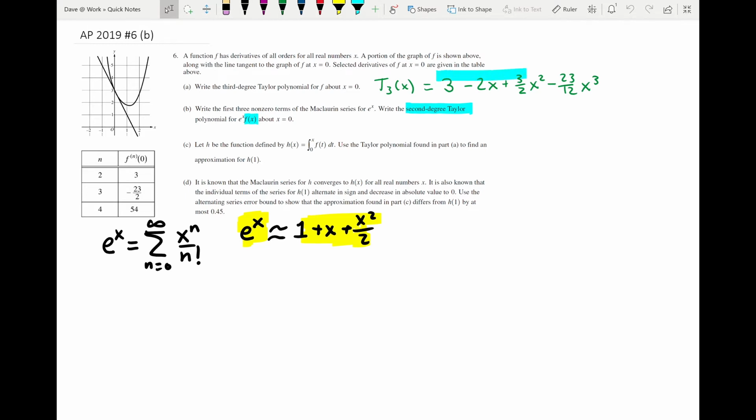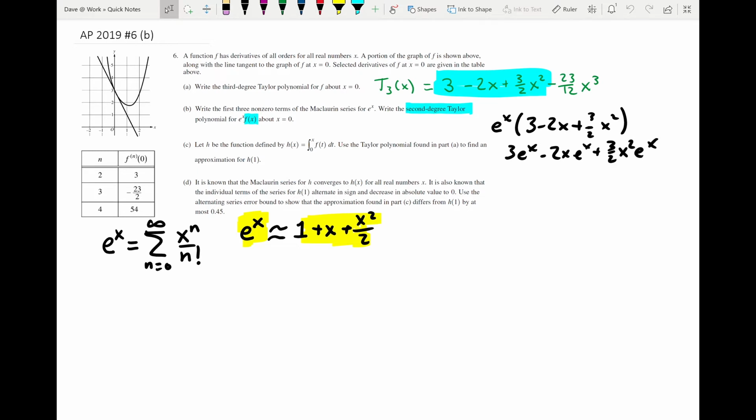So we'll only focus on these terms right here, 3 minus 2x plus 3 halves x squared. So your first gut instinct is to write e to the x being multiplied by 3 minus 2x plus 3 halves x squared, and then distribute, coming up with 3e to the x minus 2x e to the x plus 3 halves x squared e to the x, and calling it done. This would be incorrect because e to the x is exact, and we're not using exact, we're using an approximation of e to the x, which we said was going to be 1 plus x squared over 2. So the real work is as follows.